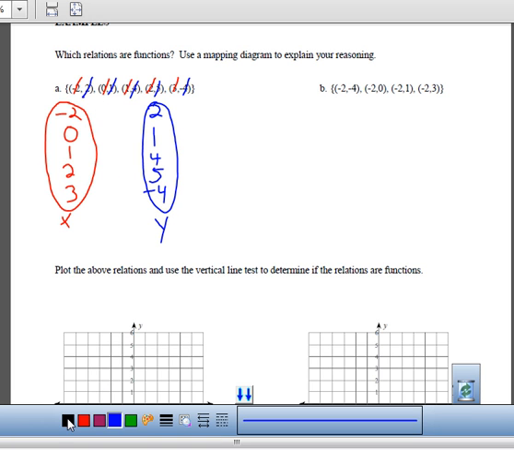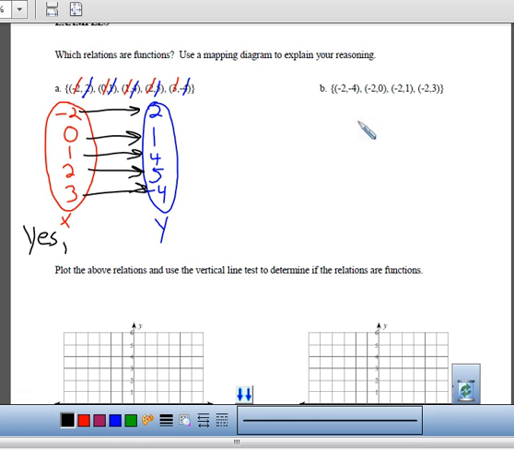Now draw arrows. And what you see is that each input has only one output. So is this a function? Yes. And then I want you to write the reason, because each input has exactly one output.